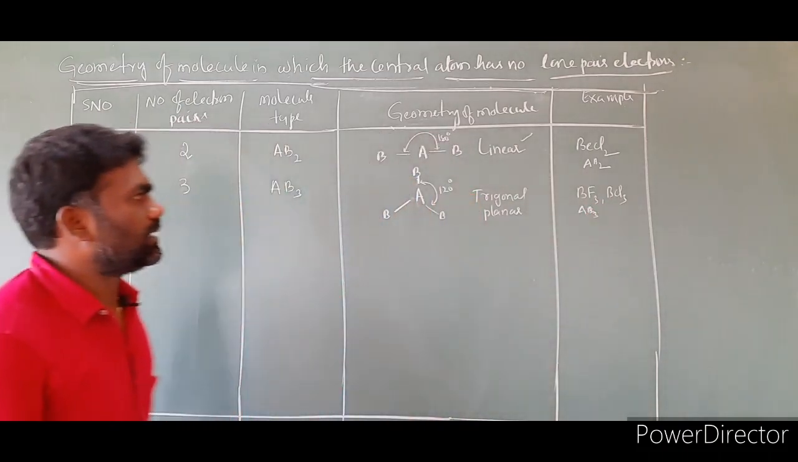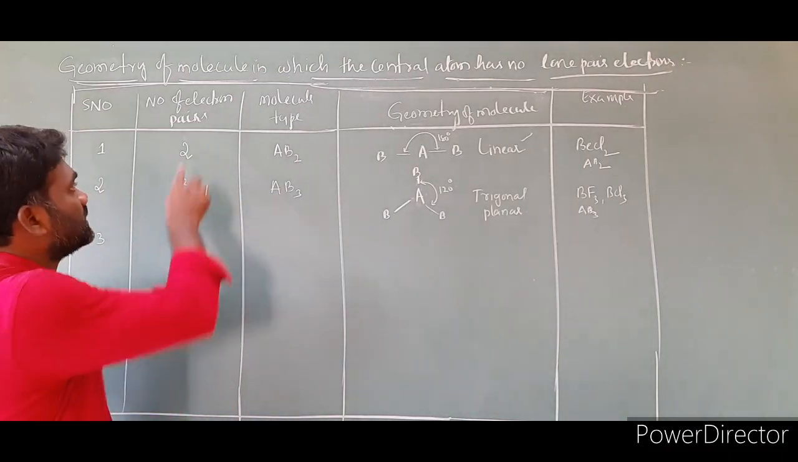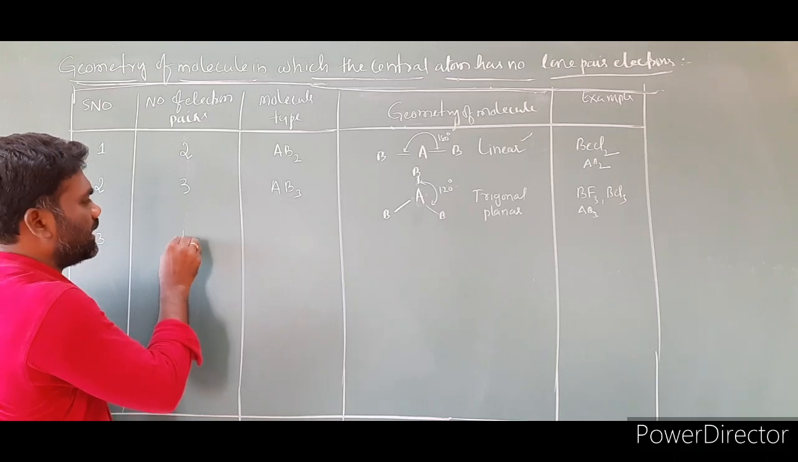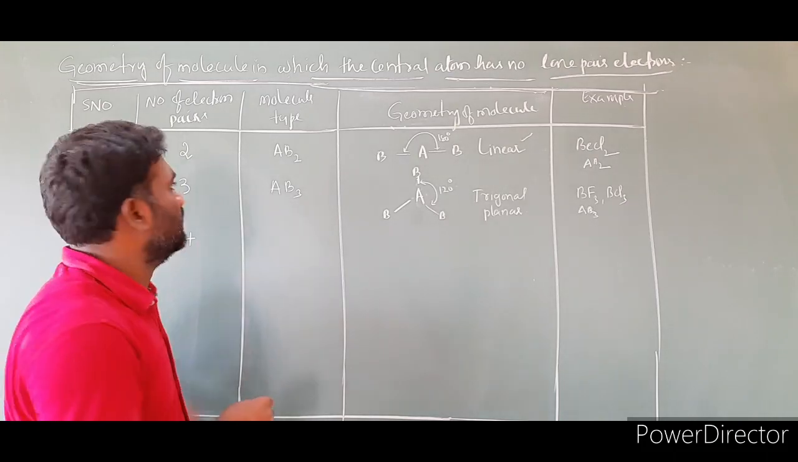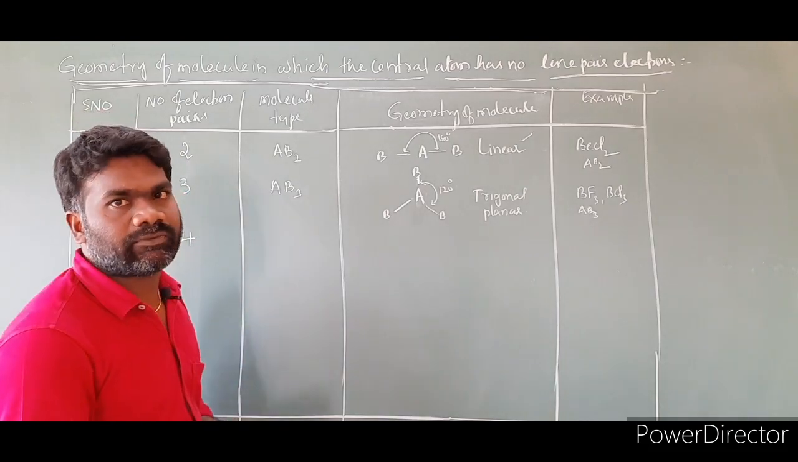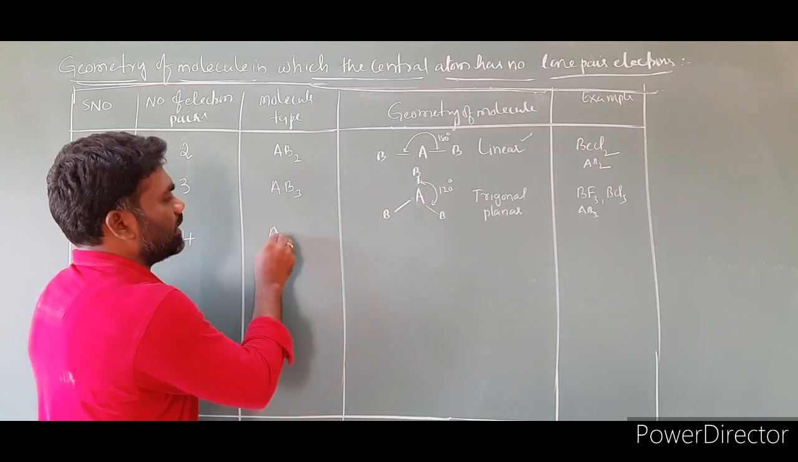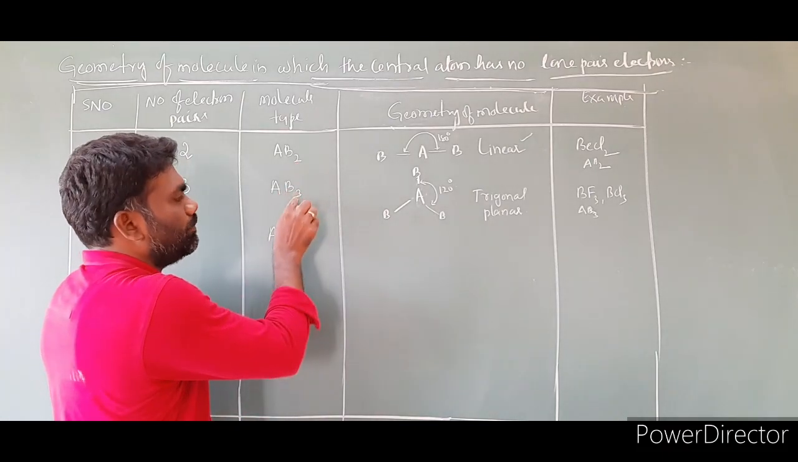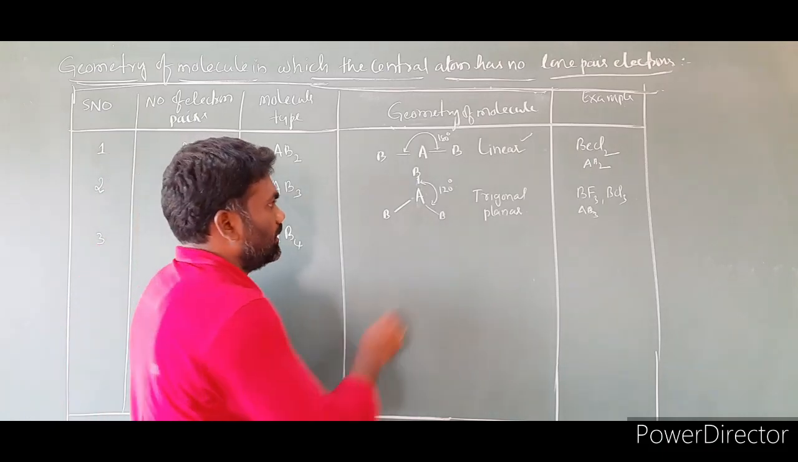This is the AB3 molecule. Then coming to the third category, serial number 3, we take 4 electron pairs, which are all bond pairs. We did not consider any lone pairs. Then what molecule can we expect? A, B2, B3, and this will be taken as B4.